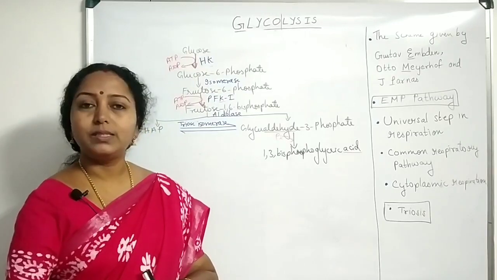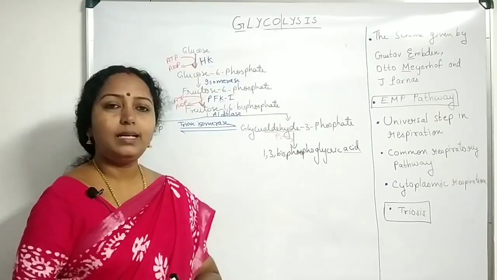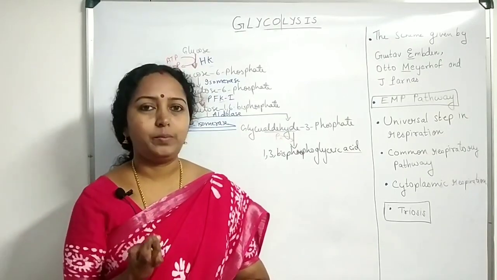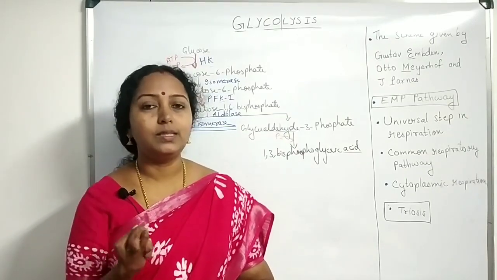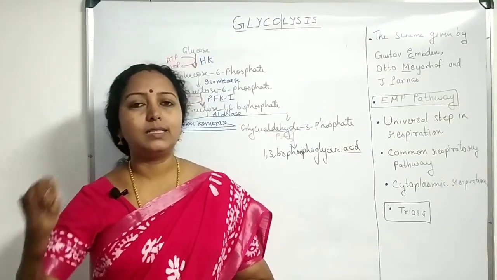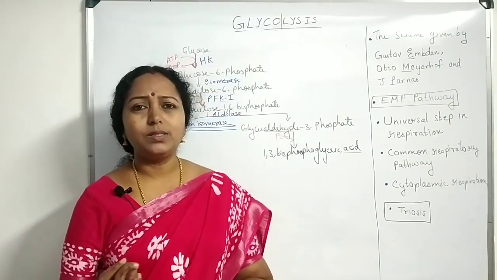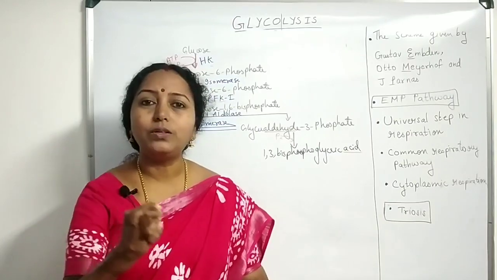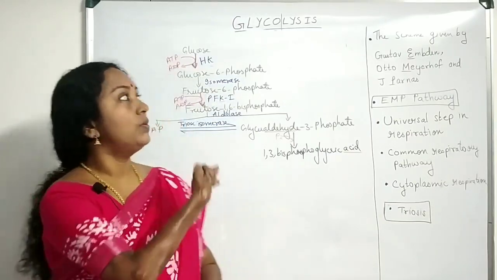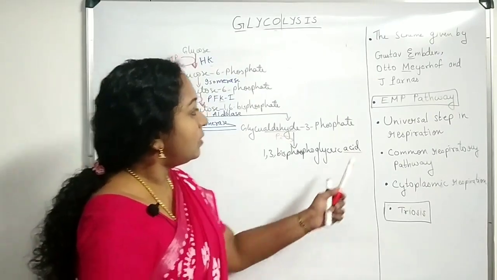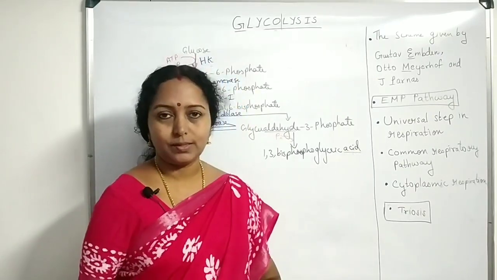Here, dear students, please understand, whenever an aldehyde is getting converted to acid, a particular reaction should take place. That is oxidation. Aldehyde is getting converted to acid through an oxidation reaction. And what is this oxidation? Addition of oxygen. But you know, glycolysis is actually a universal step in respiration.